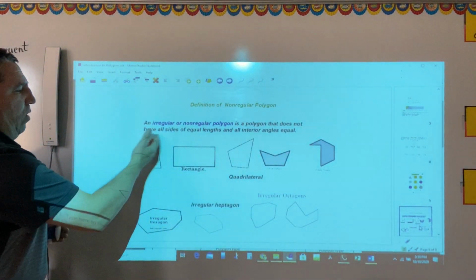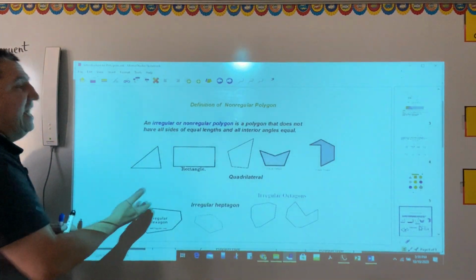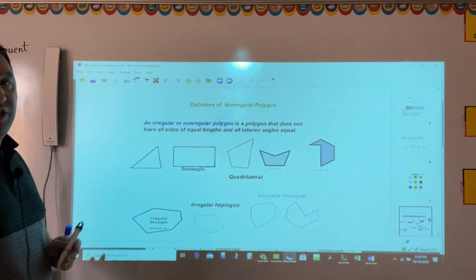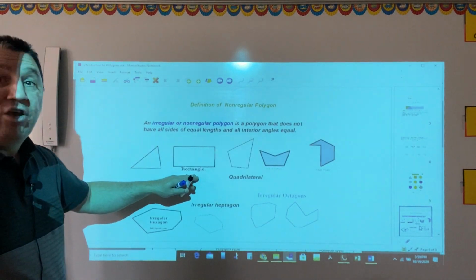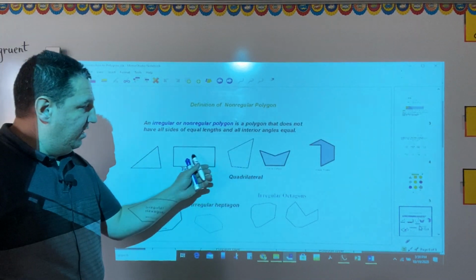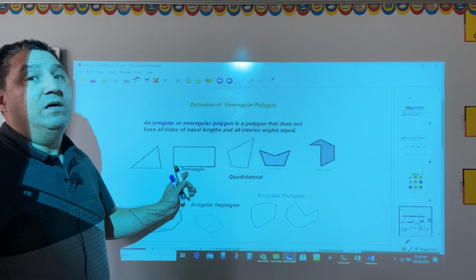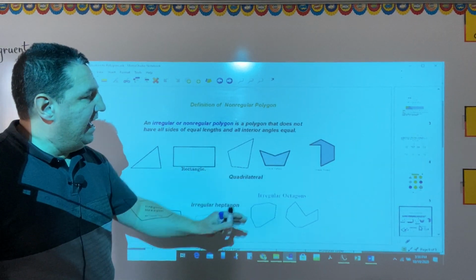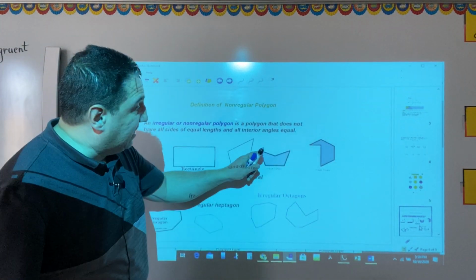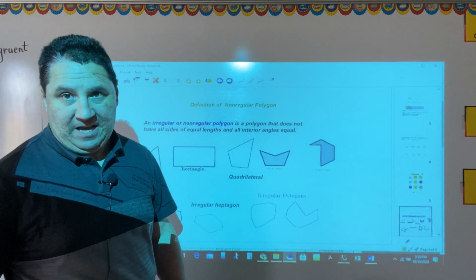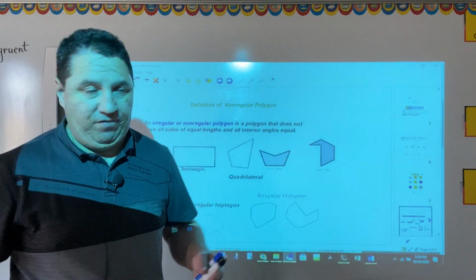For example, this one is an irregular triangle. Why? Because all sides are different, right? And the name of such a triangle is a scalene triangle. Examples of irregular quadrilaterals are these two, right? A rectangle is a kind of irregular quadrilateral. Yes, this one is called an irregular pentagon. Why? Because it has 5 sides that are not equal and 5 angles that are different, right?